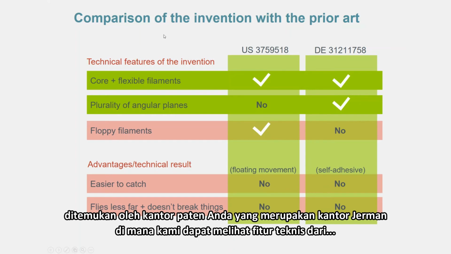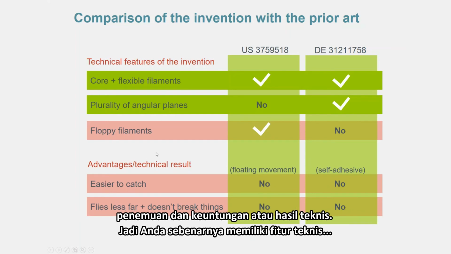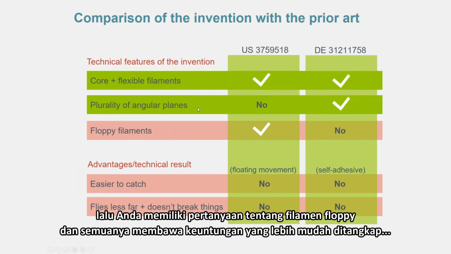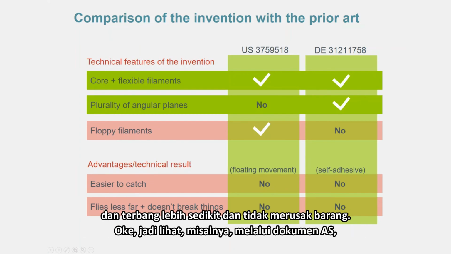We can take a look at the technical features of the invention and the advantages or the technical results. So you have actually the technical features of a core region plus flexible filaments. Then you had the question of a plurality of angular planes. Then you have the question of floppy filaments, and that all brought it to the advantage that it is easier to catch and flies less far and doesn't break things.